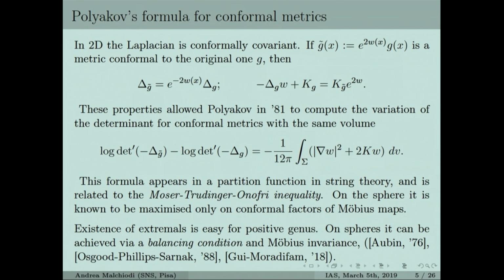So you can use the Möbius action to sort of balance the metric. You can imagine the sphere to be embedded in R3. And with the Möbius action, via degree theory, you can achieve that the center of mass of the conformal volume is exactly at the origin of R3. In this way, there is an improvement of the Moser-Trudinger inequality, which gives you actually an extremal for this action, also for the case of the sphere.